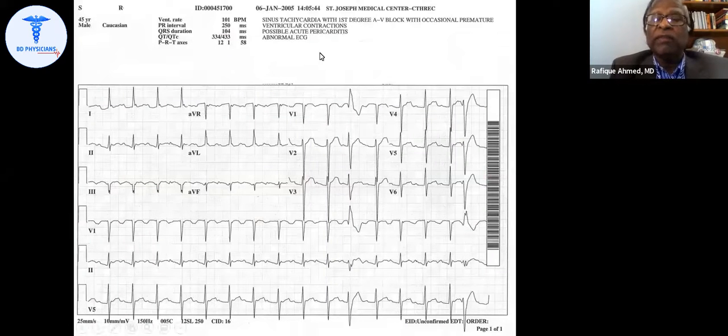So this is another ECG, a rate of 101 beats per minute. And if you look, the computer has reported sinus tachycardia with first degree AV block with occasional ventricular premature contraction. The reason it mentions sinus tachycardia is you can see the P wave here with first degree AV block, long PR interval, lead 1 upright, lead 2 upright, lead 3 possibly upright, AVF upright, and V1 maybe, we don't know.